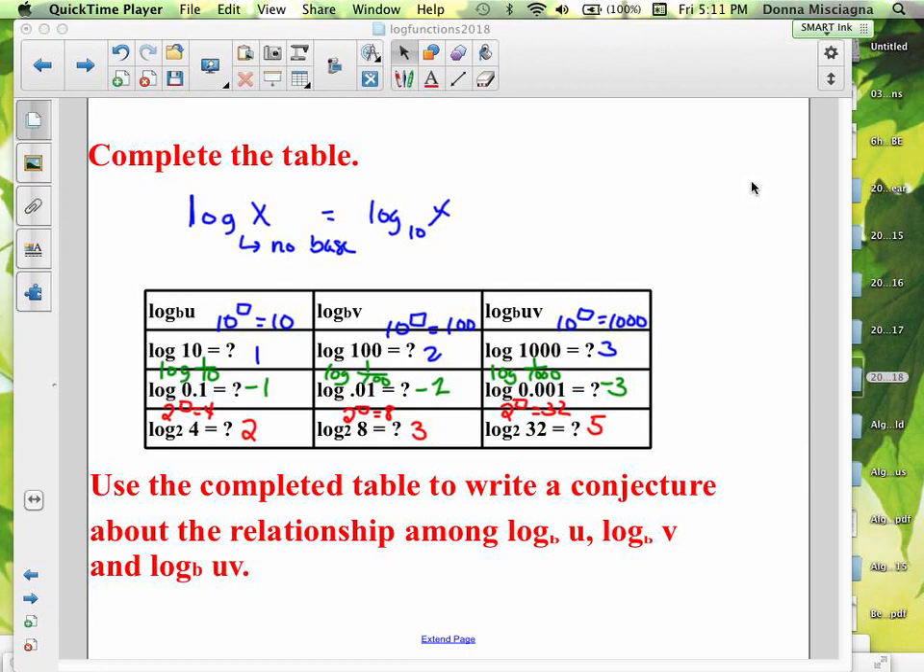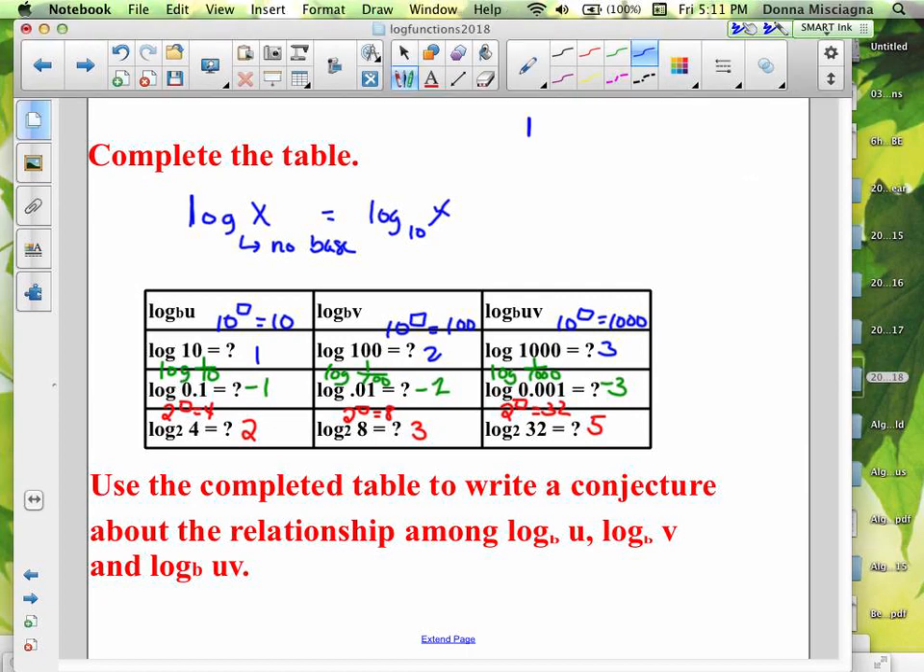Welcome back. All right, so let me point out some things that I noticed. I'm going to write up on the top here. First, I noticed that 1 plus 2 equals 3. So if I added the exponents, the answer for log 10, and I added the answer for log 100, I would get the answer for log 1000.